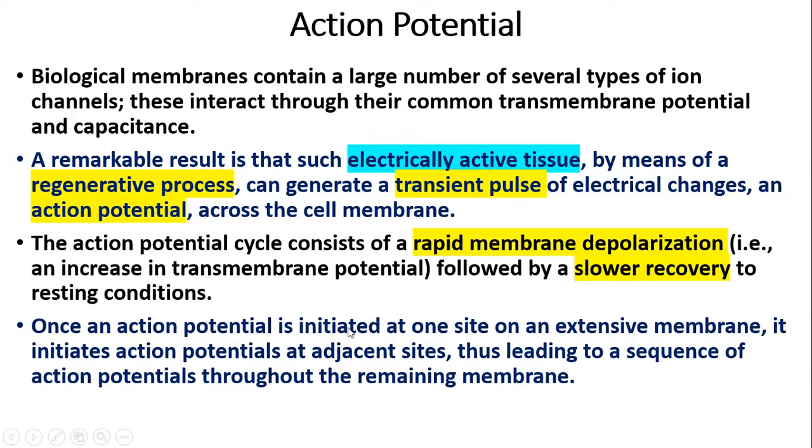Once the action potential is initiated at one site on an extensive membrane, it initiates action potential at the adjacent sites. So once it is generated at one site, what happens? It may cause further action potentials in the adjacent sites, thus leading to a sequence of action potentials throughout the remaining membrane. So it's like a chain reaction, if a strong stimulation is applied.